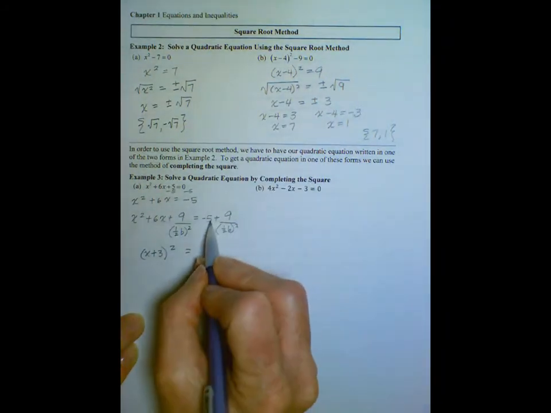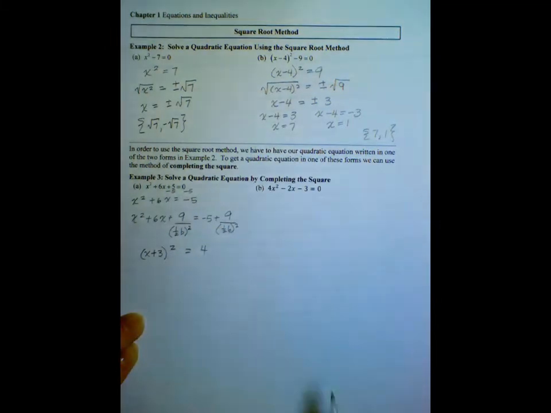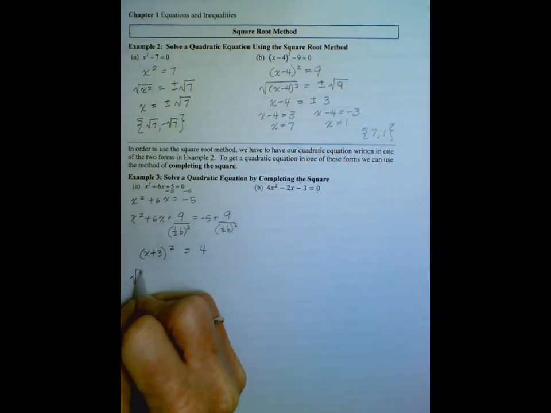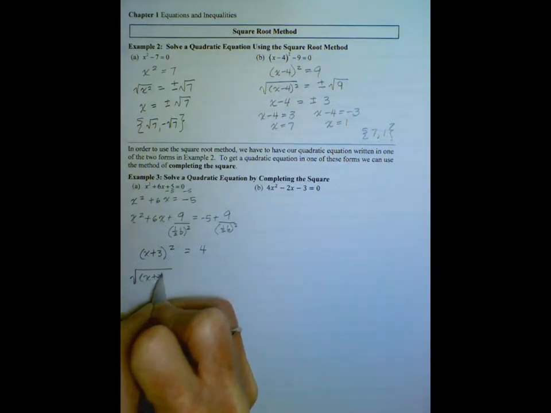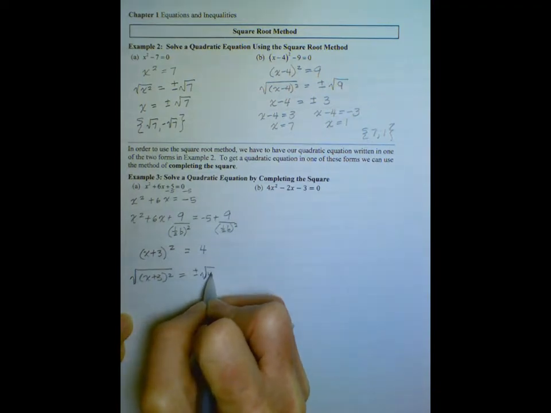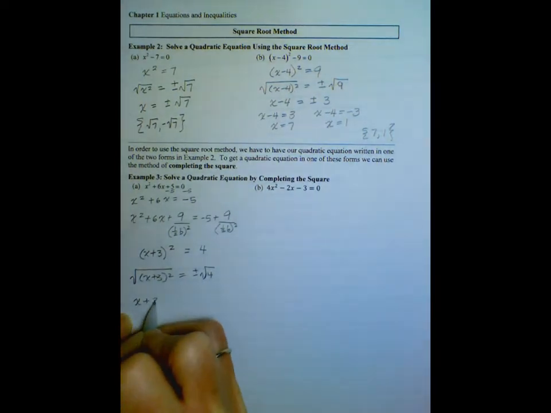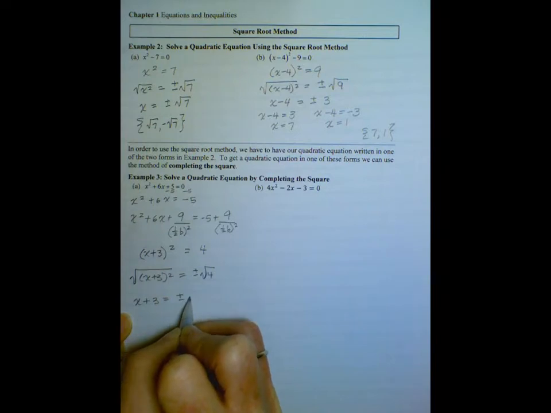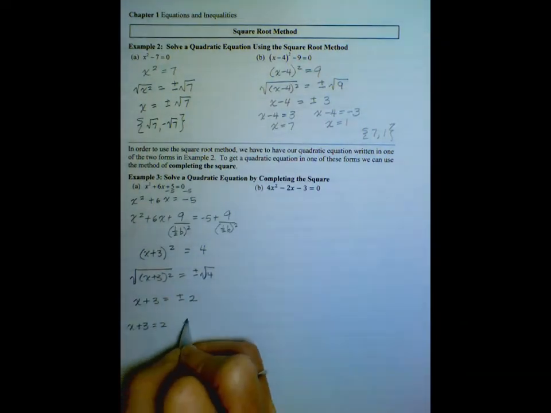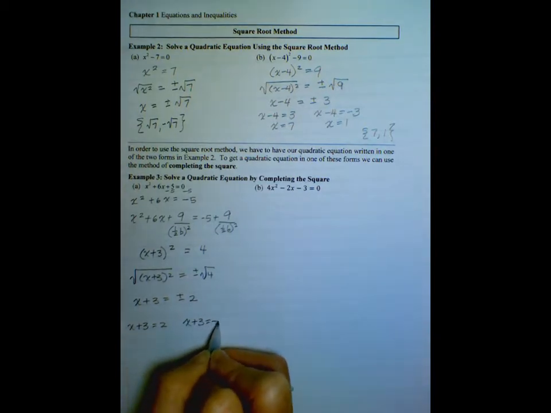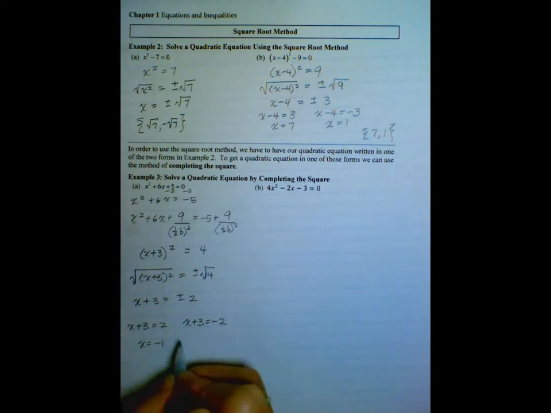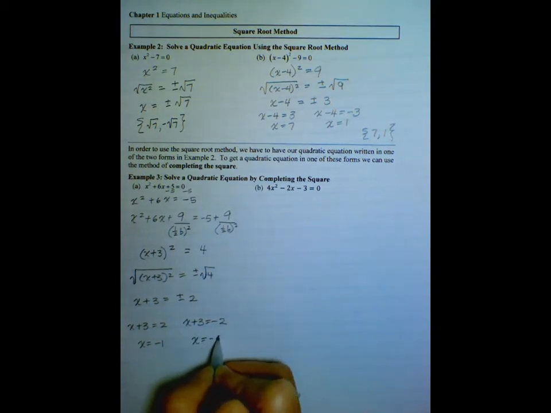Okay, what do we have over here? -5 plus 9, or 4. Now we have this same format. Square root method. Square root of x plus 3 squared equals plus or minus the square root of 4. So x plus 3 equals plus or minus 2. So x plus 3 equals positive 2, or x plus 3 equals negative 2. Subtract 3, x equals -1. Subtract 3, x equals -5.